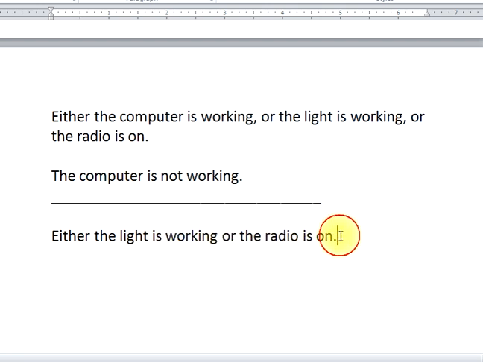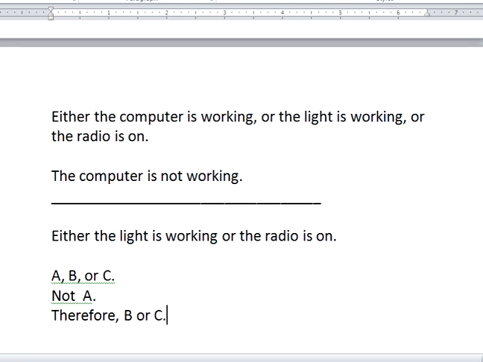So let me do this quickly. I should have written this out already, but if we have A, B, or C as our major premise, and then we go not A, what we are left with, therefore, it's B or C. See? I mean, it follows. If we take away an option, then obviously what we're left with is the conclusion, which is down at the bottom, B or C.